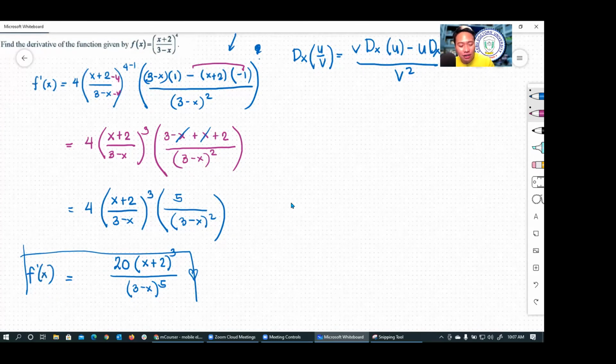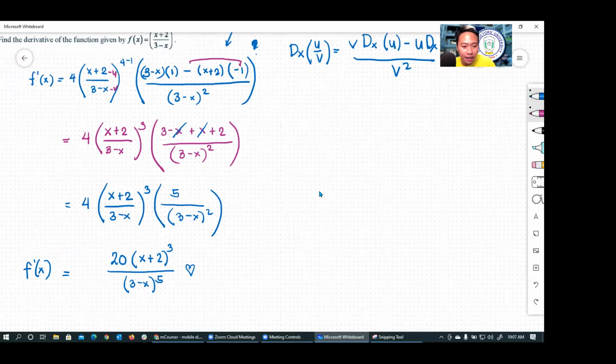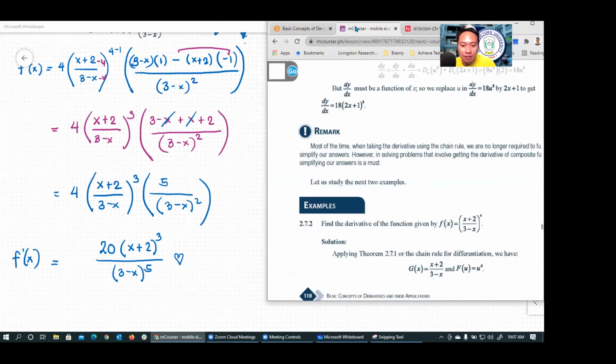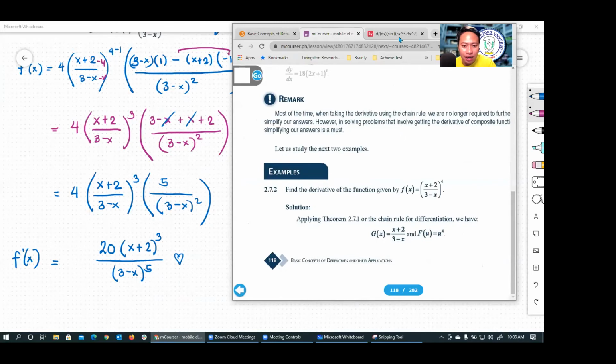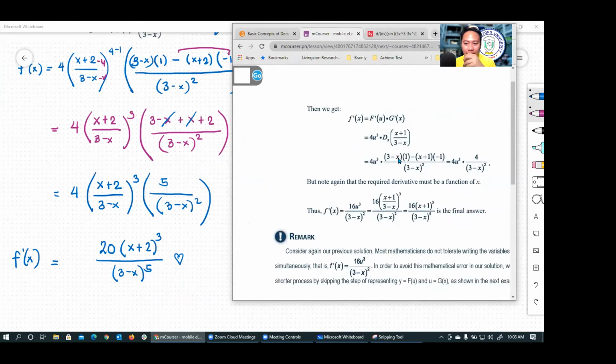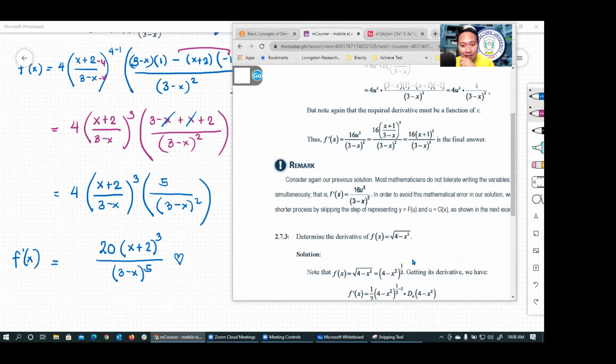Now let's take a look at the answer given from the book and compare if we have the same answer. Let me minimize. I'm going to proceed to the next slide, 119. Look at the answer from the book, guys. The answer from the book is 16(x plus 1) cubed over (3 minus x) raised to the power of 5. Our denominator is the same, but our numerators are not the same. Why does the book have a different answer?